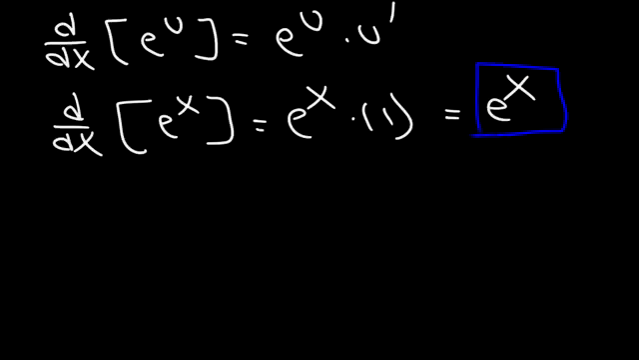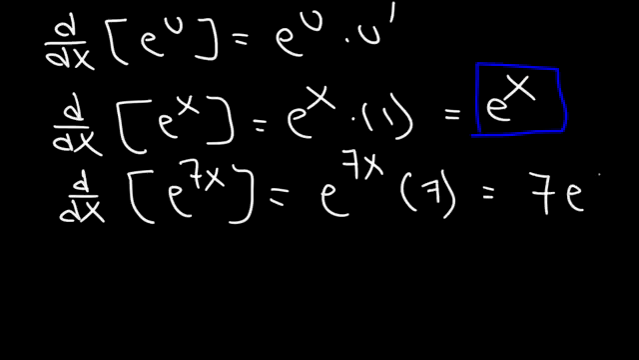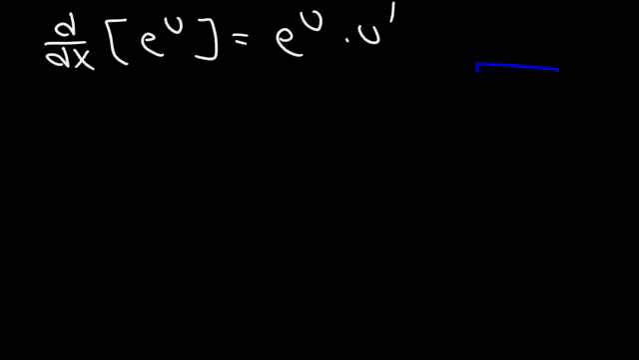Based on that, what is the derivative of e to the 7x? Go ahead and try that. So it's going to be e to the 7x times the derivative of 7x, which is 7. So it's 7e to the 7x. Let's work on some more examples.